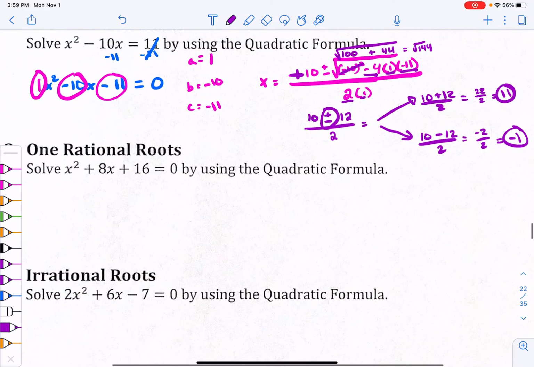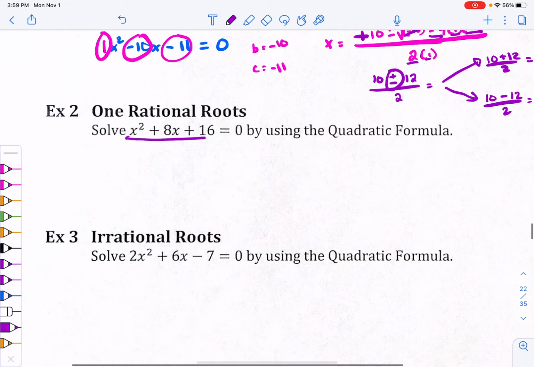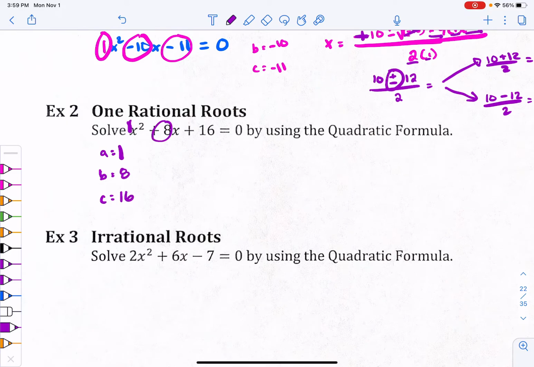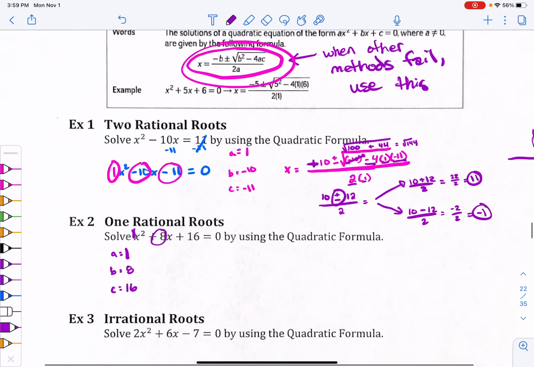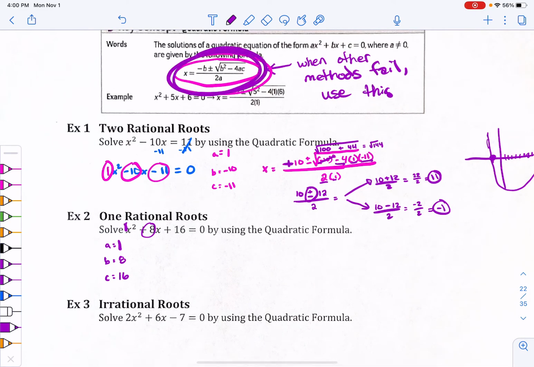Let's go to this next one, and let's identify. He is ready to go, he's equal to 0, and we're going to start with what A, B, and C are. A, B, C. All right, A is that 1 again, B is positive 8, and C is positive 16, okay? Now we're going to start with our formula. I'm going to try to zoom out enough so that you guys can see this.